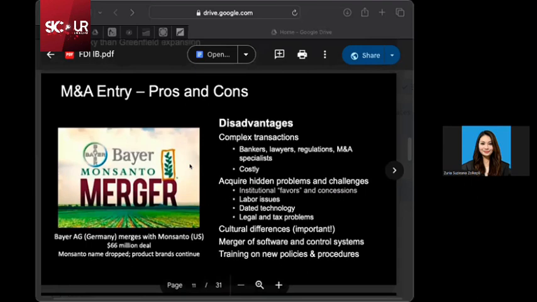The disadvantage is this is a complex transaction where it will involve bankers, lawyers, regulation, and mergers and acquisition specialists. So very, very complex, right? Very complex. And as a consequence, mergers and acquisition are quite costly. And then you acquire hidden problems and challenges.